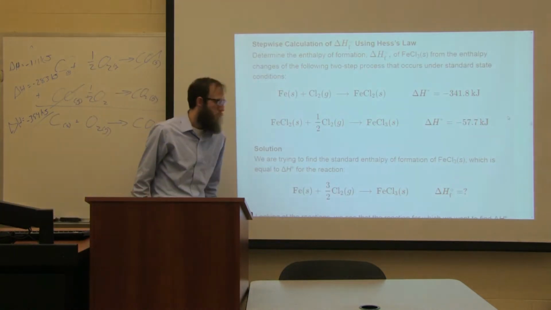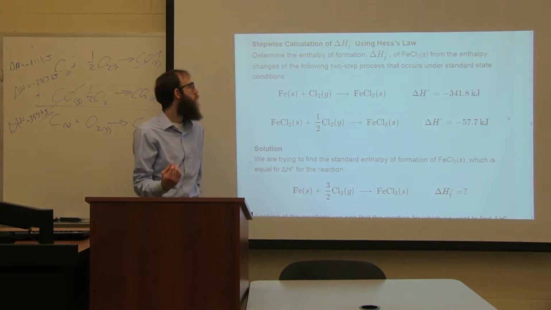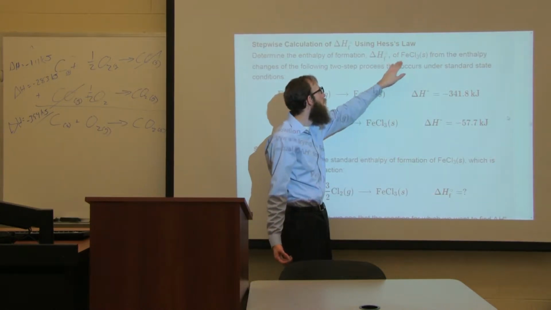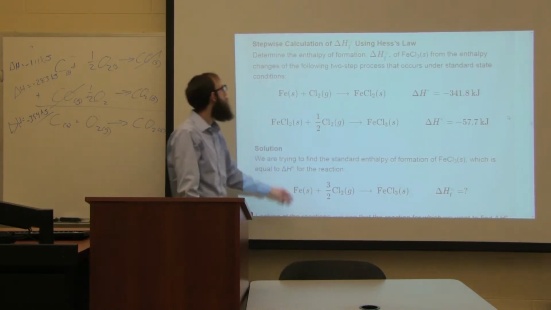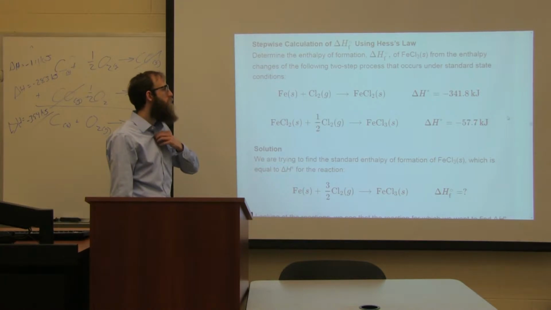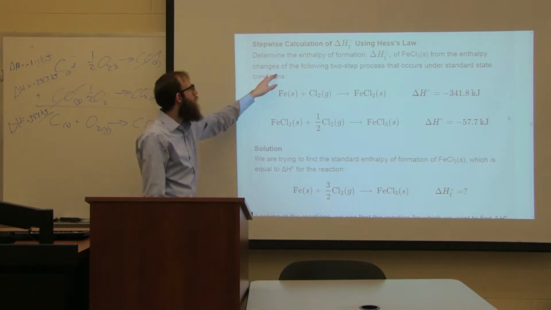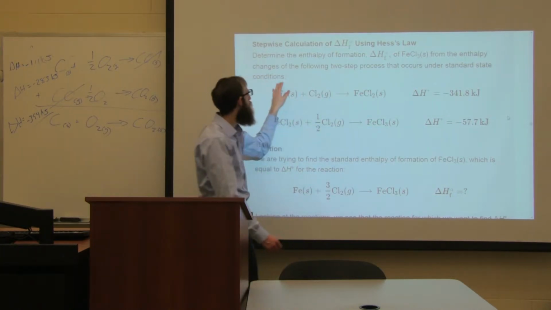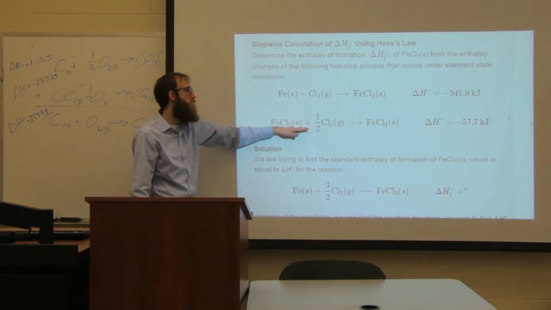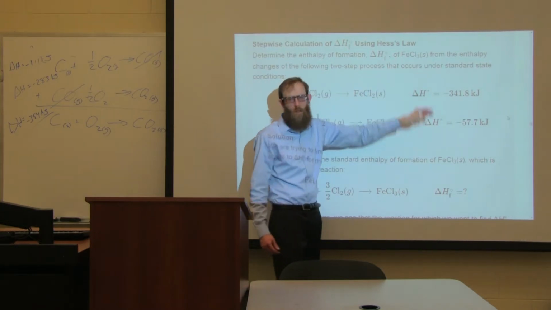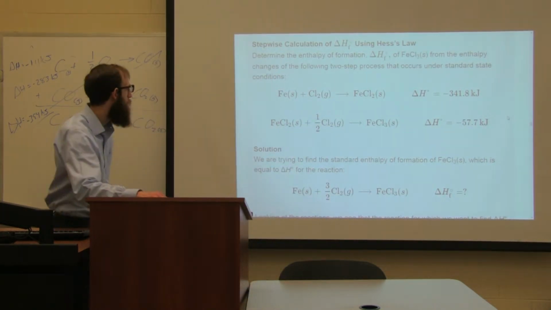As an example, if we want to determine the enthalpy of formation from standard state, from its elemental forms, of iron trichloride, iron 3 chloride, right? That iron has an Fe3 plus there, and chlorine is a negative 1. So, from the enthalpy changes of the following two-step processes that occur under standard state conditions, if we know these processes, we can manipulate these two equations to figure out the enthalpy of formation. But how do we change those equations? How do we manipulate them?